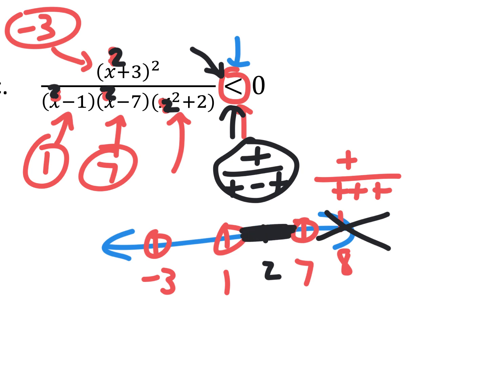Now I should just finish this off and test these last couple. I'm going to put in 0 for this one, and that makes it positive on top over negative, negative, positive. Together, all that is positive. And positive things are not less than 0, so it doesn't work there.